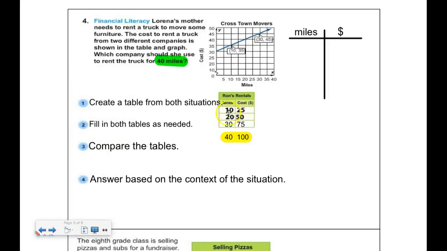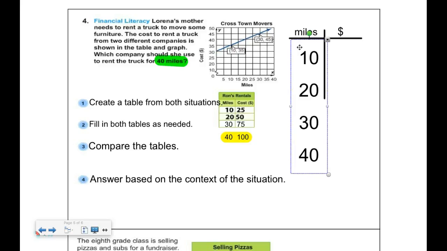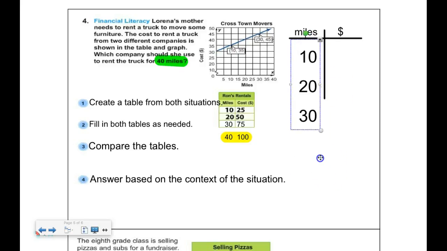So from a miles standpoint, it looks like from the graph we can determine 10 miles is going to cost her $35. And we can actually get a 20 and a 30 and a 40 so that the tables look the same, and I'm comparing, I'm sure you've heard the phrase, comparing apples to apples. That's what we want to be able to do here. The same type of units each way.